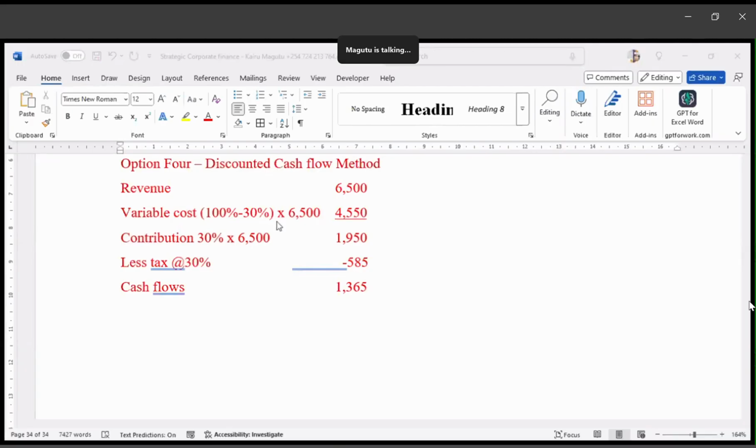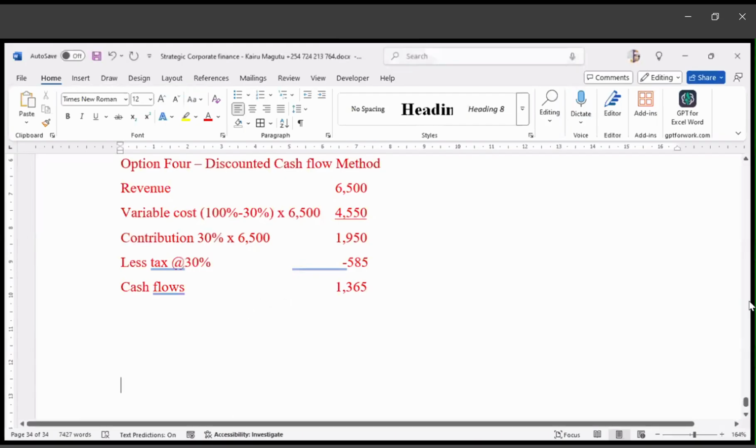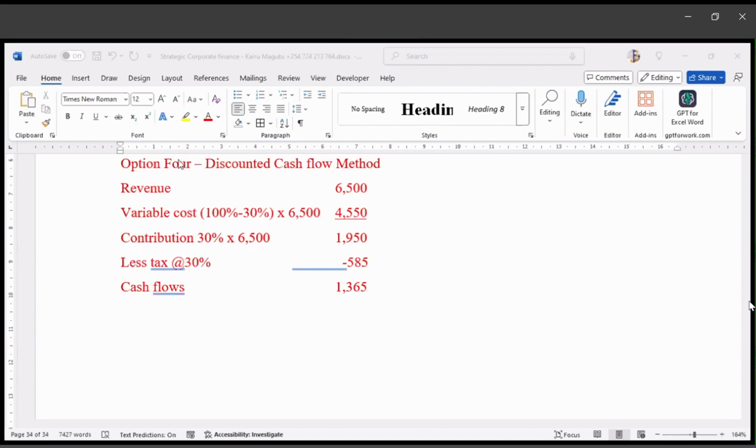Now, if this is where we stand, we need to find out whether there could be some more information that will help us or guide us on determining the cost of capital. So let's go back to the question. We need to understand it.